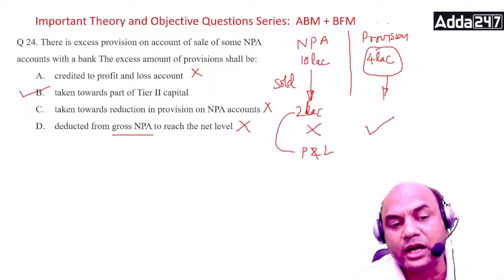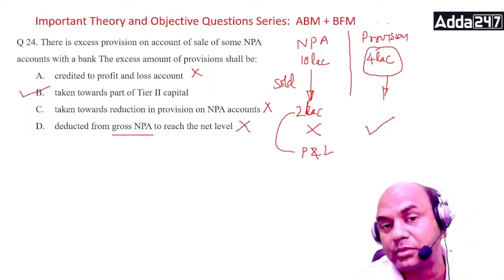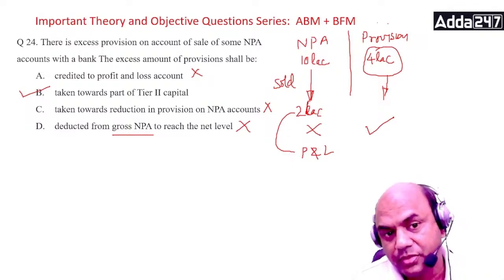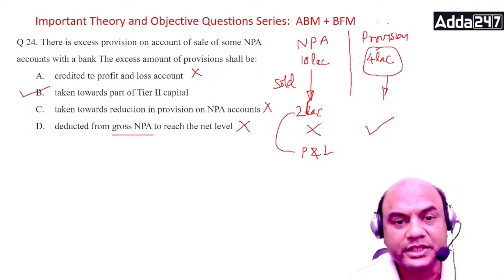Taken towards the part of the tier 2 capital. Okay, so this is taken as a part of the tier 2 capital. Remember, tier 2, not tier 1. Tier 2 is a paid capital. Okay, got it? Next one.